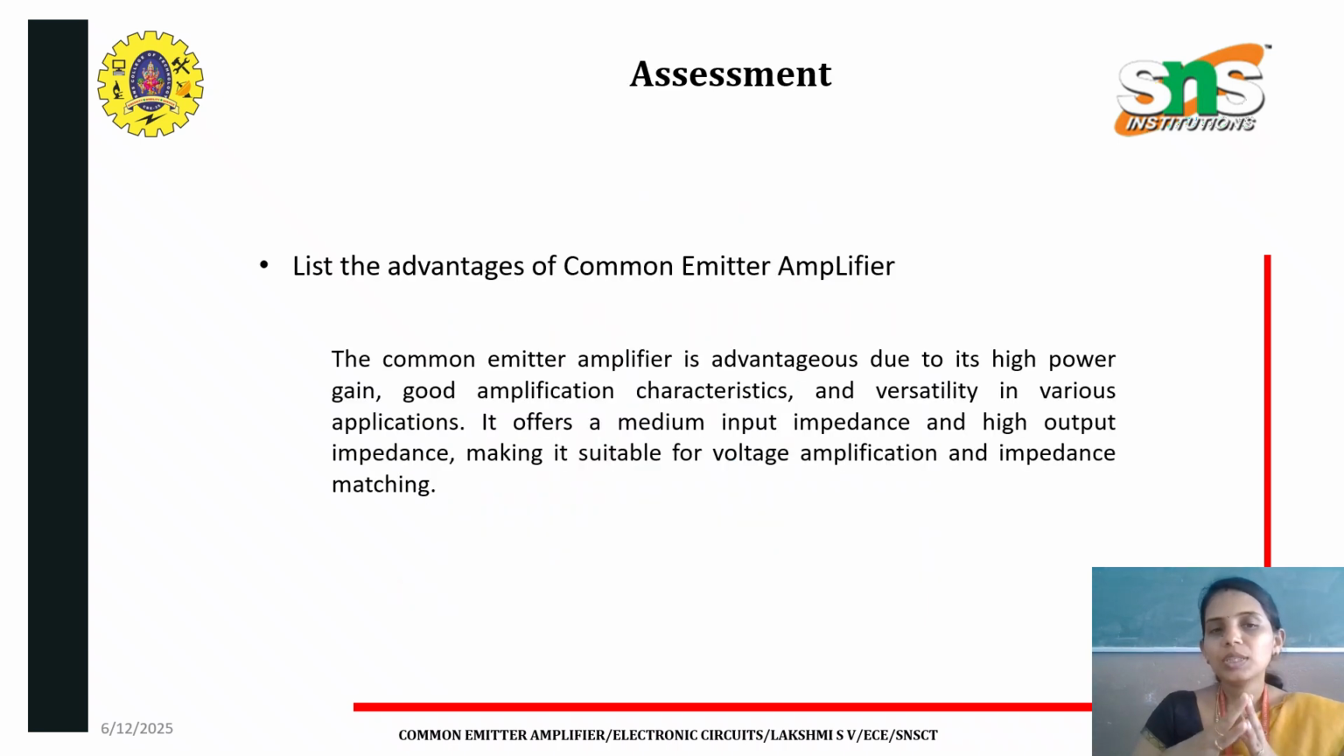Today's assessment lists the advantages of the common emitter amplifier. The common emitter amplifier is advantageous because it has high current gain and voltage gain, which means, since power is equal to V into I, the power gain is also high, which indicates good amplification characteristics. It also has medium input impedance and high output impedance. This makes it suitable for voltage amplification and impedance matching.